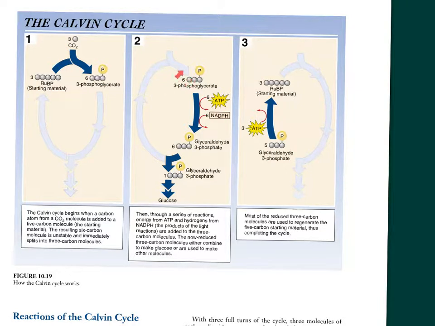You're putting them through these cycles, these bunch of chemical reactions. You're adding how many ATPs? Six. And how many NADPHs? Six, right? So you take those three, you use all that ATP, and what do you make? How many carbons? Three carbons, see the one, two, three. This is sugar, it's a three-carbon sugar. Put two of those together, what do you get? Glucose, right? So this is a three-carbon sugar.